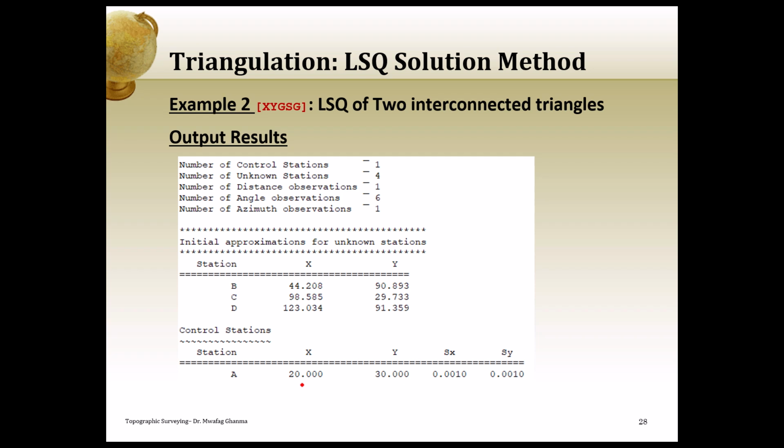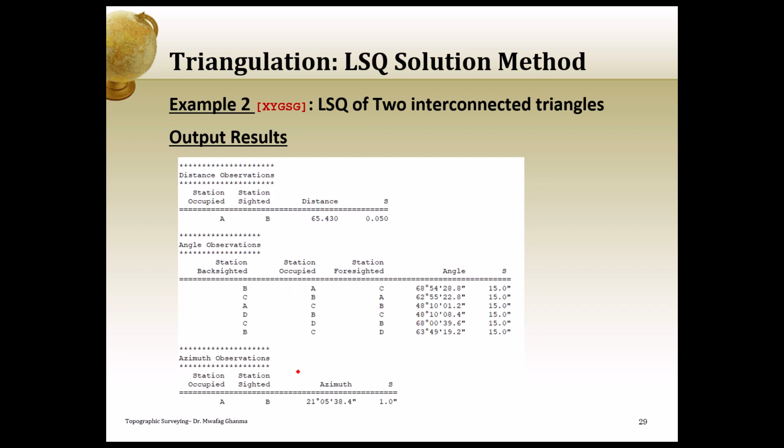We feed it, as we did the least squares in the other cases, like when we were doing the least squares for the traverse, and then these are the results. Initial approximation. These are the control information. How many control stations, how many unknowns, how many everything, and then the initial approximation is reported, but also the control point coordinates.